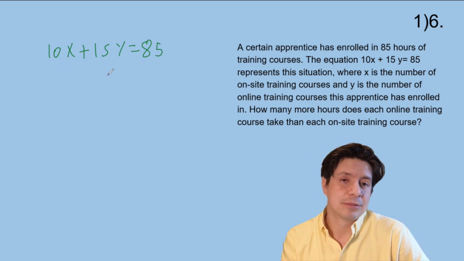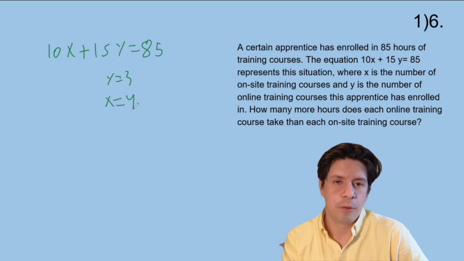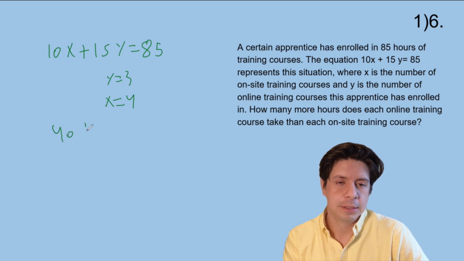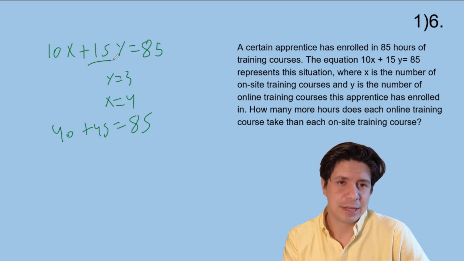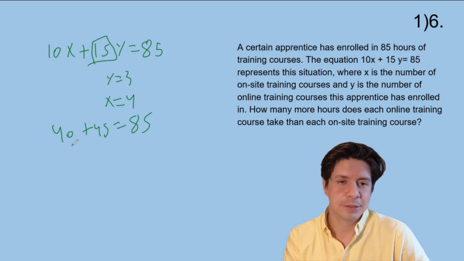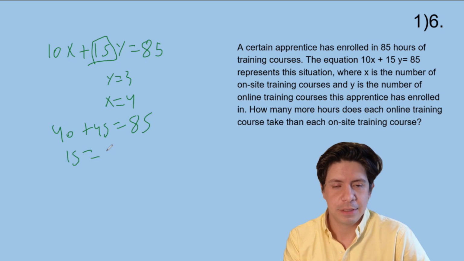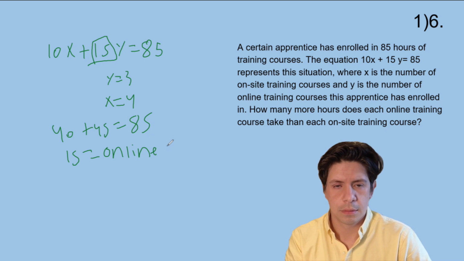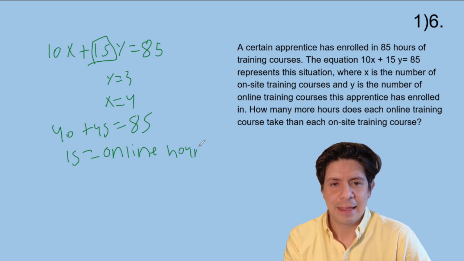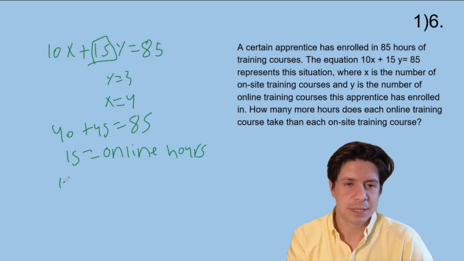And that would make sense, right? So let's say y was 3, and x would then be 4, right? And that would get us 40 plus 45 hours equals 85 hours. So then that's just showing how 15 equals online hours, and 10 equals on-site hours.